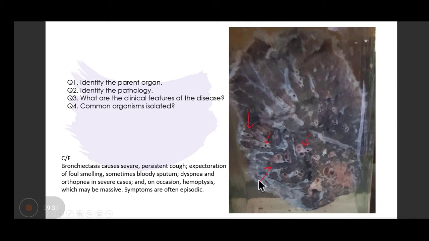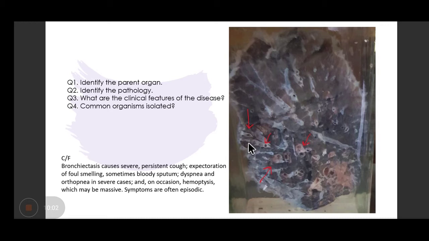Okay. Now, you can see these red arrows. In this, there are holes in it. Okay. So these holes, you can trace them till the pleural surface. Alright. Normally, these holes should be present only in the vicinity of 2 to 3 centimeters to the hilum. But now these are till the pleural surface. Okay. So this is how you will identify that this is a specimen of bronchiectasis.